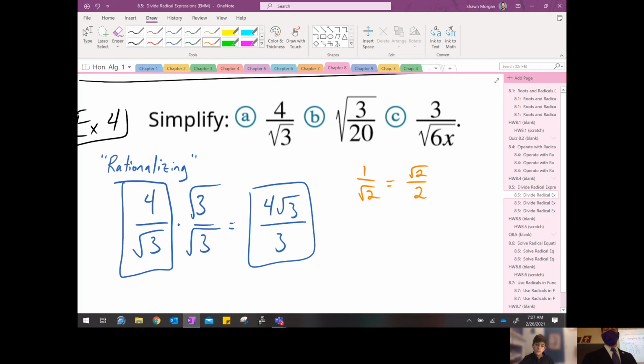Yeah, just times square root of 2 over square root of 2. The top is simple enough. Square root of 2 times 1 is square root of 2. And then the bottom, square root of 2 times square root of 2 is 2. Okay? You guys do one.